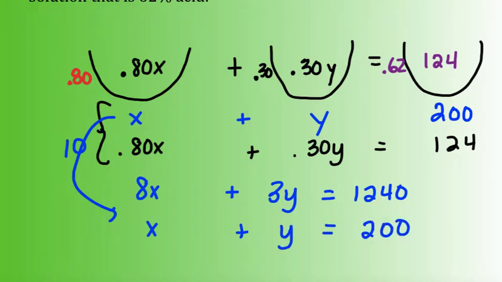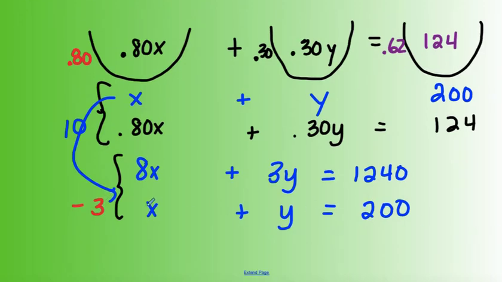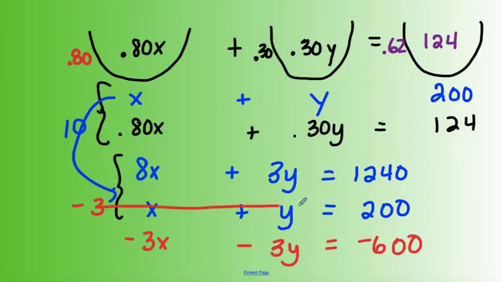All right. So now when I do that, I'm going to use my new system, which is right here. I'm going to multiply the bottom equation by a -3, and that's going to give me -3x minus 3y equals -600. All right, so this one goes away. And now I'm prepared to add these equations together.